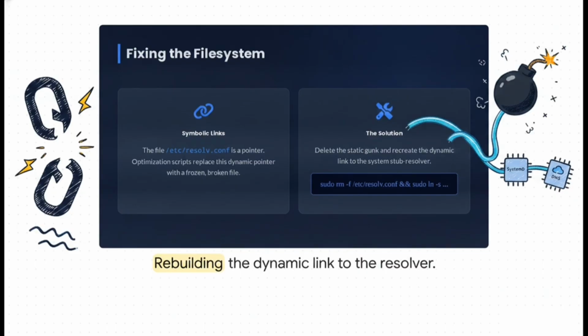Next, we rebuild the dynamic link using the ln -s command. We type sudo ln -s /run/systemd/resolve/stub-resolv.conf /etc/resolv.conf. This acts literally like reconnecting a severed nerve in the operating system. We are pointing the network manager back to the correct live DNS translation service.